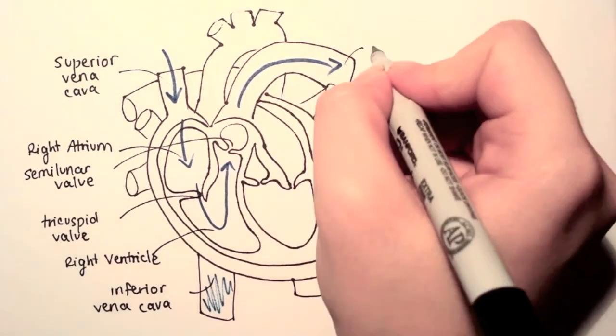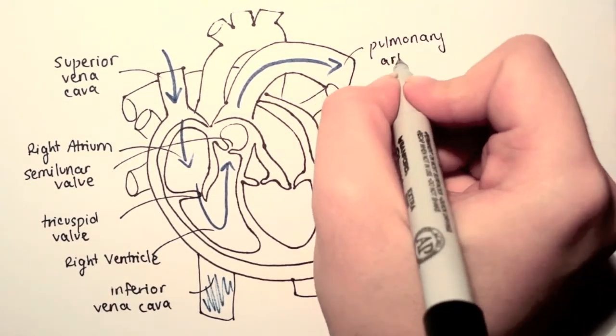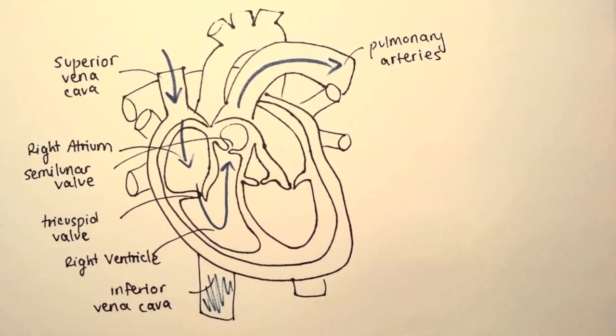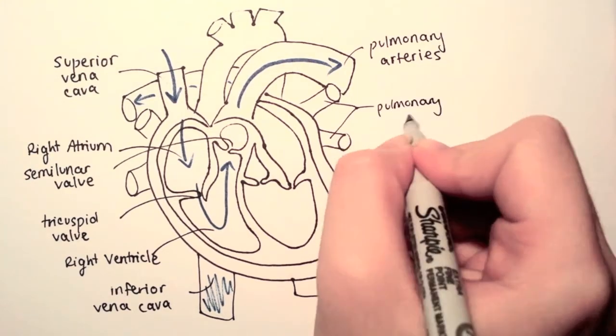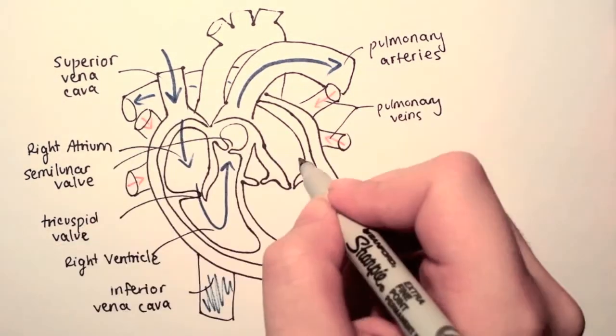As the right ventricle contracts, it forces deoxygenated blood through the pulmonary semilunar valve and into the pulmonary artery. Note this is the only artery in the body that contains deoxygenated blood. Furthermore, the pulmonary artery carries the blood that is very low in oxygen to the lungs, where it becomes oxygenated. Freshly oxygenated blood returns to the heart via the pulmonary veins. Note that these are the only veins in the body that contain oxygenated blood.